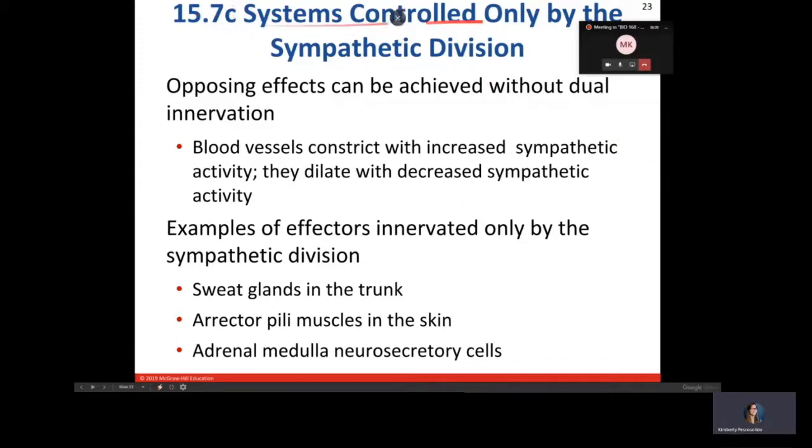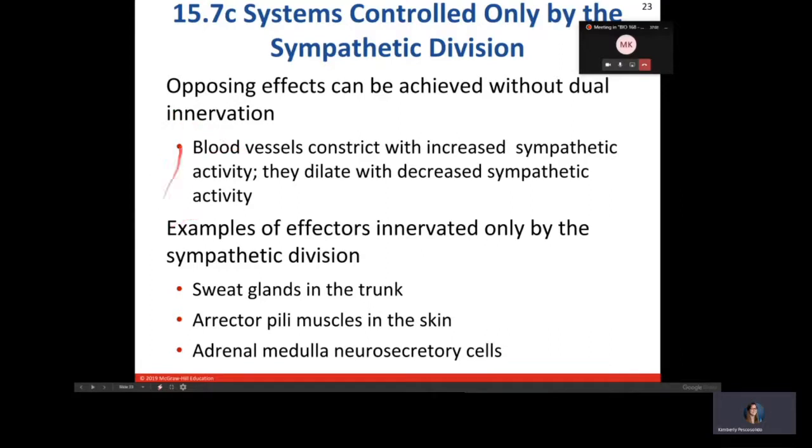But as we said, there are some systems that are controlled only by the sympathetic division, because the sympathetic division is a little bit more widespread and it's going to control a couple more things than parasympathetic. The blood vessels are one, and make sure you know this: the blood vessels are only controlled by the sympathetic nervous system. With increased sympathetic tone or activity, they're going to constrict. With decreased sympathetic activity, they're going to dilate.